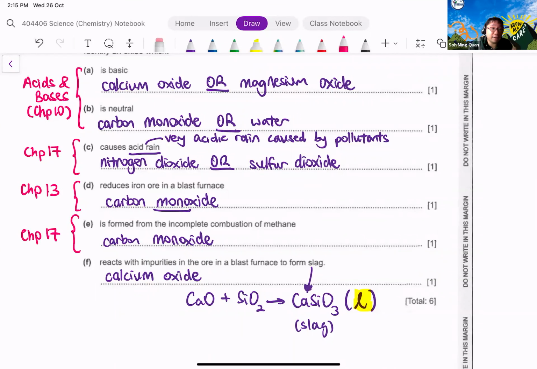As you can see, the first question is usually just a 1 word or 1 phrase answer, but it requires content understanding. So if your content across the different chapters is not strong yet, let's revise those chapters that you had forgotten.